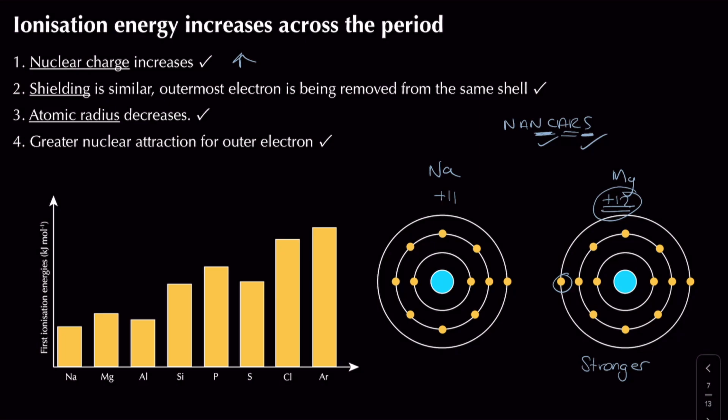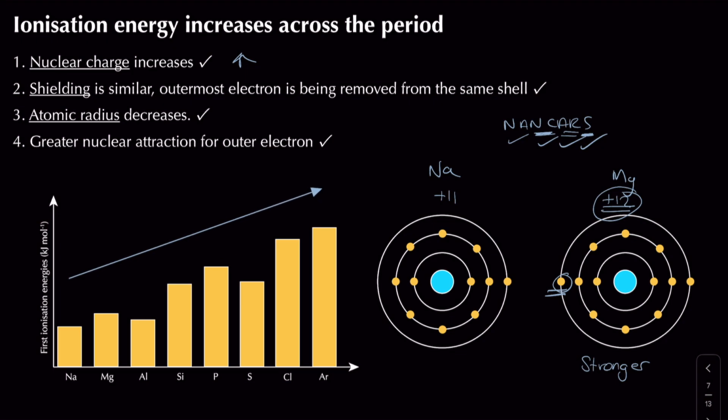Looking at the next one, which is nuclear attraction, because that's atomic radius done. What does that mean in terms of nuclear attraction? Well, nuclear attraction as a whole is going to increase, so it's going to be harder to remove the outer electron in magnesium. What does that mean in terms of first ionization energy? Well, generally, we're going to end up with first ionization energy increasing across the period.